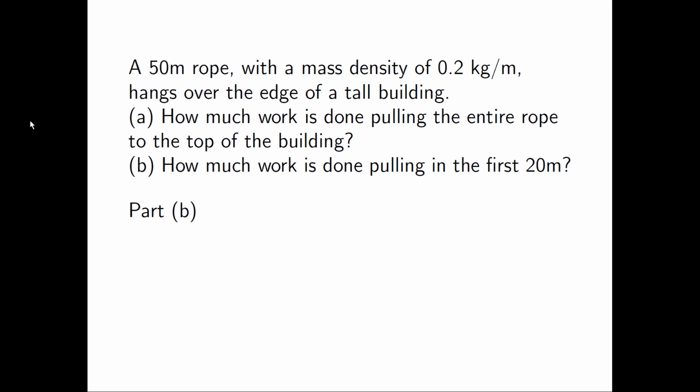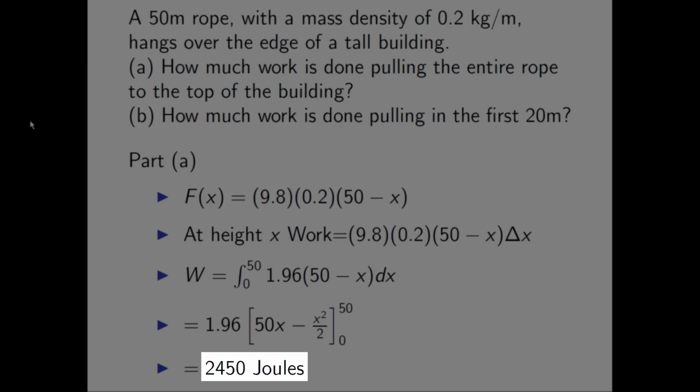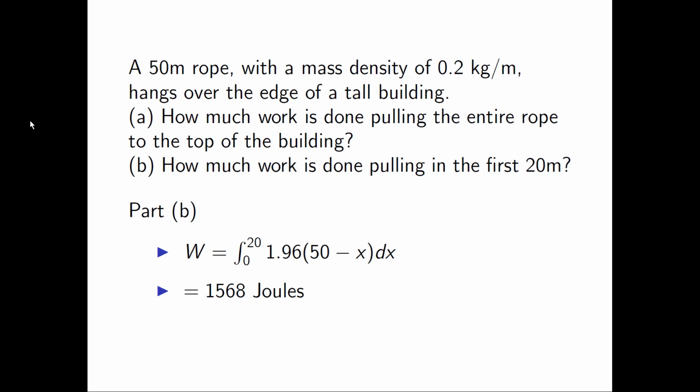Part B is actually very straightforward. Given what we've already seen, we simply integrate that from 0 to 20 instead of 0 to 50. And so the amount of work we do there is 1568. If we go back a second, the 2450 compared to the 1568, we do more than half of the work in the first 20 meters, and that's because it's more work at the beginning, as there's simply more rope to pull up there.